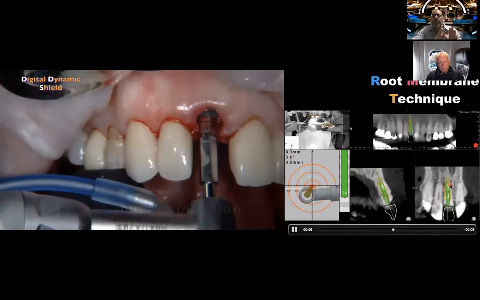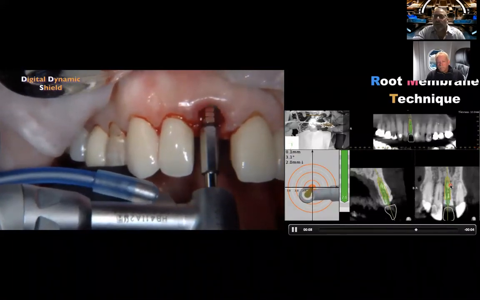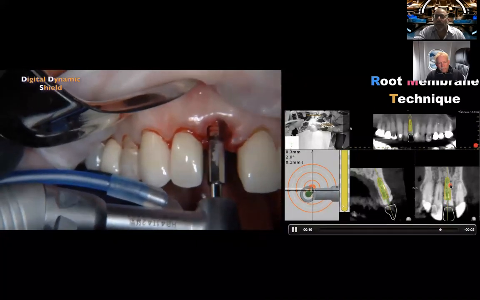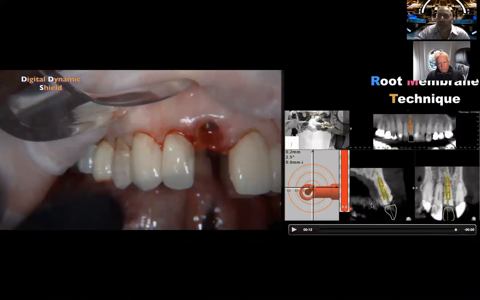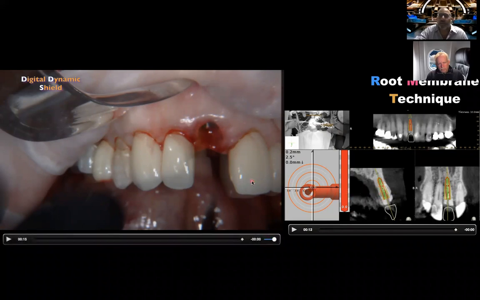Even though I've drilled my osteotomy, I still want to make sure I'm as perfect as I can be. And I'm going to straighten it out towards the very, very end. And once I hit red, I know I'm done. I'm at that spot. I do not want to exceed the red in this case. And you can look at this measurement and overlay here. We're pretty much almost dead on.